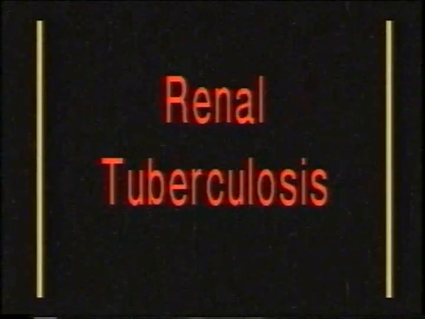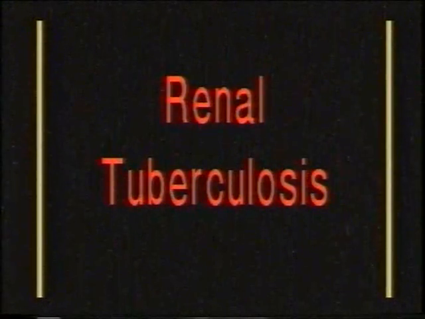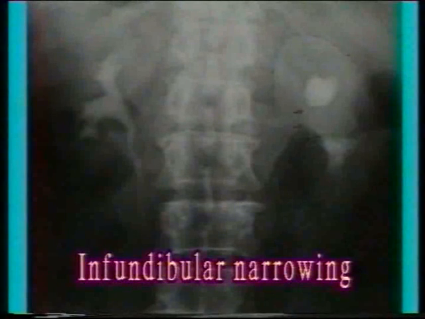Renal tuberculosis. In this IVP, the left kidney shows narrowing of the infundibulum of the upper and middle calyx, resulting in dilatation of the upper calyx. Infundibulum is the portion joining the calyx to the pelvis. Edema of the neck of the calyx is one of the earliest changes of renal tuberculosis.